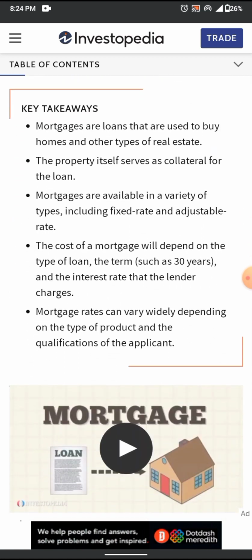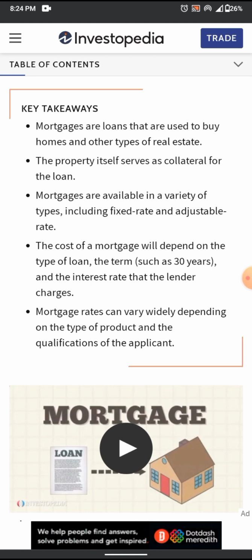Key takeaways: mortgages are loans that are used to buy homes and other types of real estate. The property itself serves as collateral for the loan. Mortgages are available in a variety of types, including fixed rate and adjustable rate.